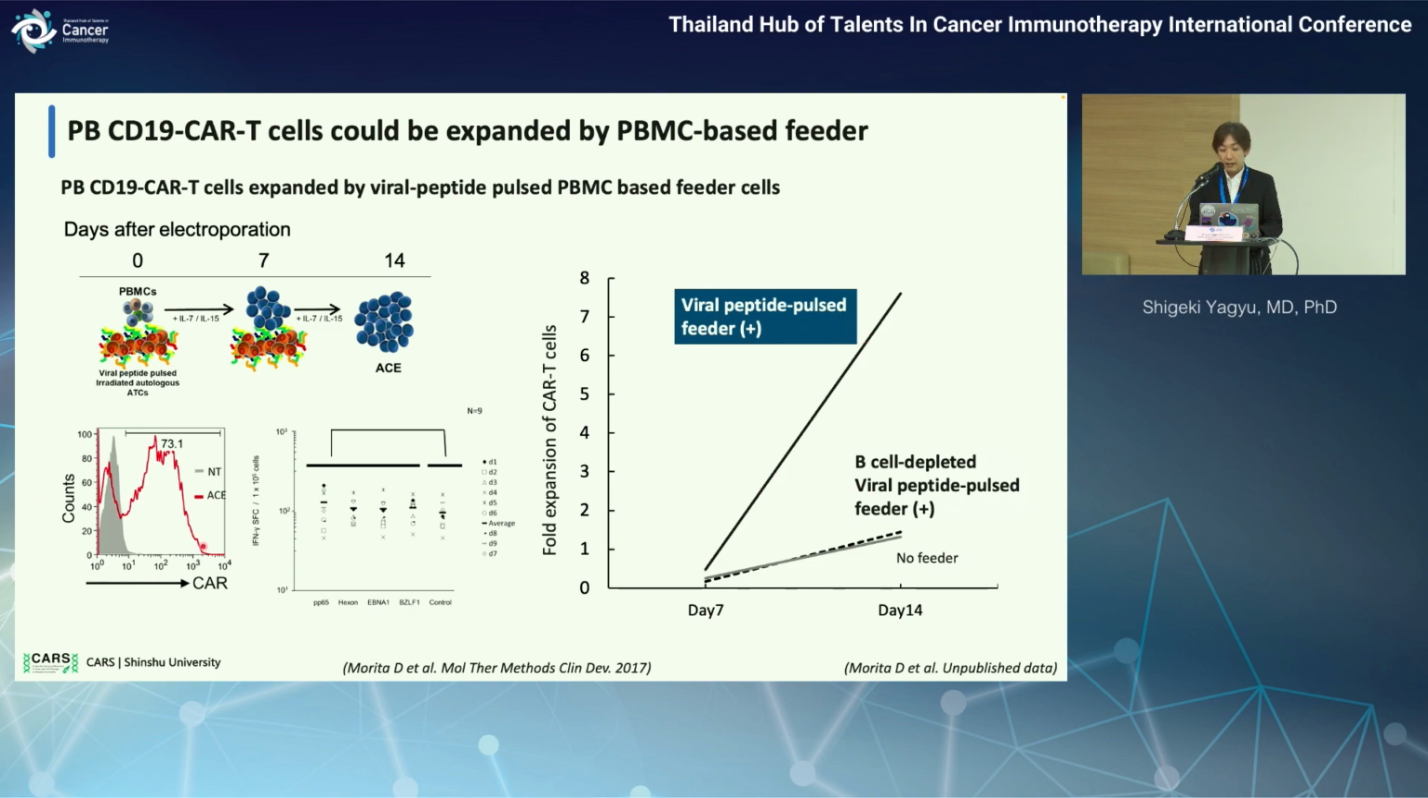So we successfully expanded CD19 CAR T cells with excellent efficacy. However, the final product did not show specificity for these viruses, as evidenced by the ELISpot assay, as you can see here. And moreover, when we depleted CD19-positive B cells from the feeder cells, these feeder cells failed to expand CD19 CAR T cells, as you can see on the right.